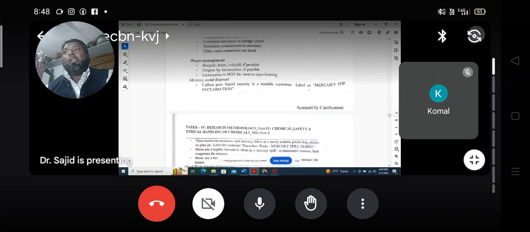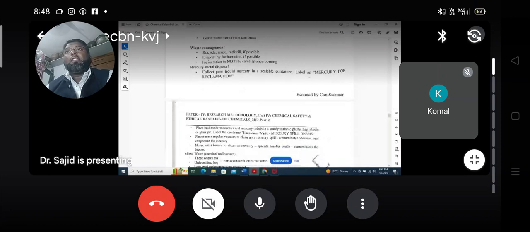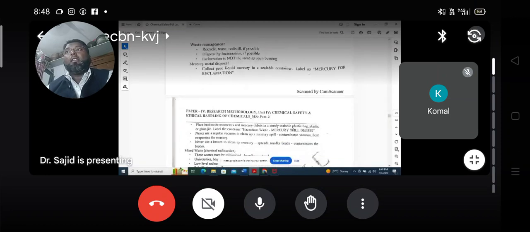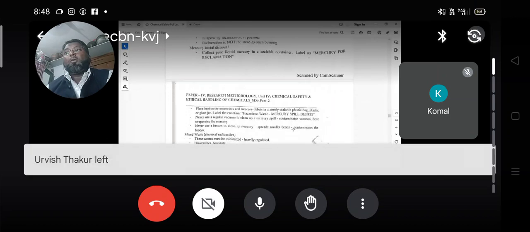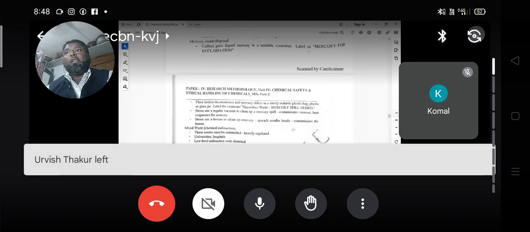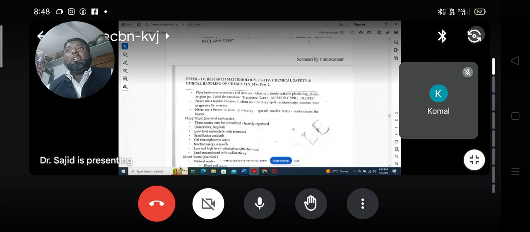Mercury metal disposal: collect the pure liquid mercury in a sealable container, label it as mercury for reclamation. Place broken thermometers and mercury debris in a sturdy sealable plastic bag, plastic or glass jar. Label the container hazardous waste. थर्मामीटर मध्ये मर्क्यूरी असतो. You know, the up and down level you see in a thermometer is due to the mercury. And if the thermometer is broken, mercury spills out. At that time you have to take care of this.